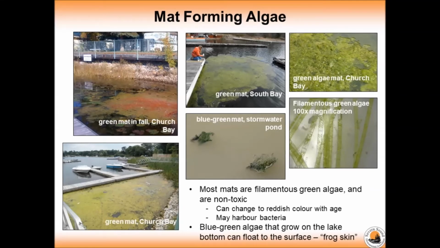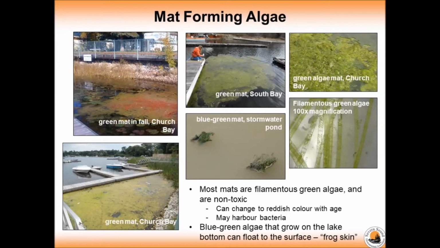In terms of the mat-forming algae, most of these mats are what we call filamentous green algae. So it's green algae that are forming colonies and will sort of look like these big long filaments that can clump together and turn into mats on the surface of the water. So the color can vary from sort of a bright green to yellowish green, even brown on the edges as it starts to die back in the fall. And then further as it ages, can look like a sort of a reddish color. So these mats are not harmful. They can harbor bacteria, so if you're handling it, maybe worth washing your hands afterwards. But yeah, definitely no toxicity issues.